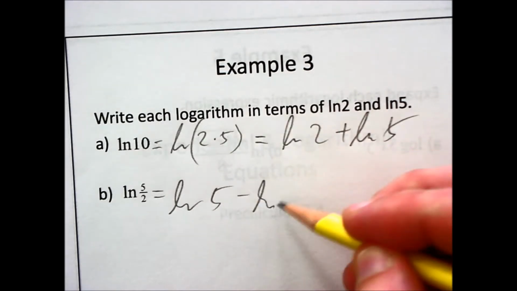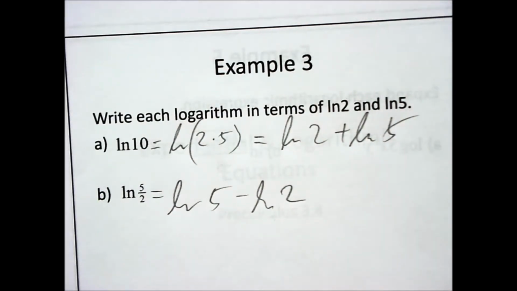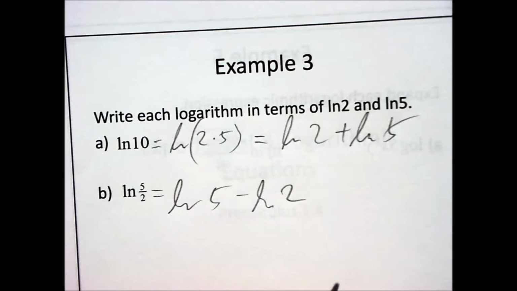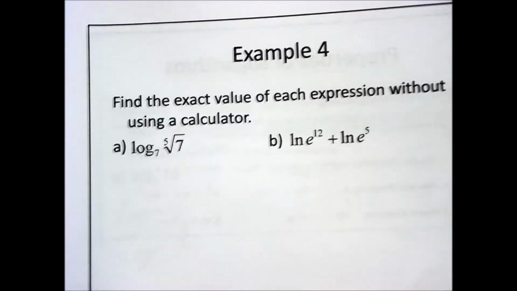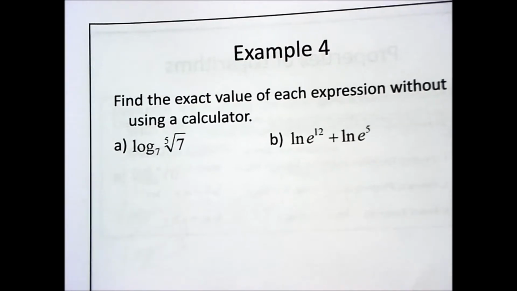Yeah, ln of 5 minus ln of 2. Stuff should be familiar, right? What about if I have, without the calculator, log base 7 of the 5th root of 7? Say that one more time.